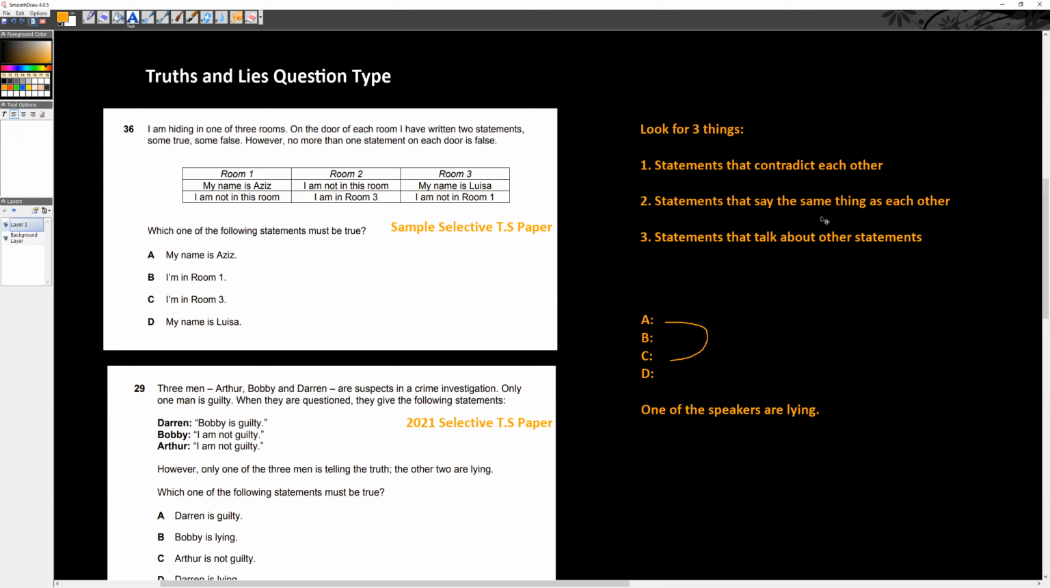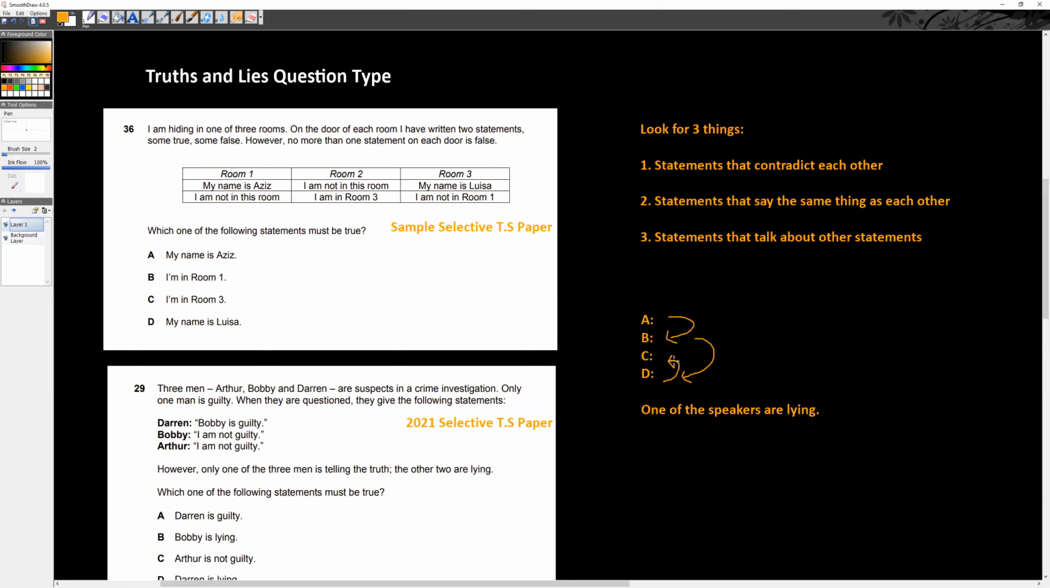Now, let's say that there aren't contradicting statements and there aren't statements that say the same thing, but instead the statements are talking about each other. Let's say A is accusing B of something, speaker B is accusing speaker D, speaker D is accusing speaker C, and speaker C is just talking about him or herself. In this type of question, you're going to want to know what order the speakers accuse each other in.